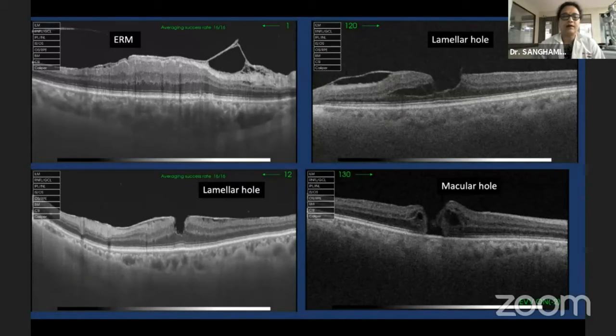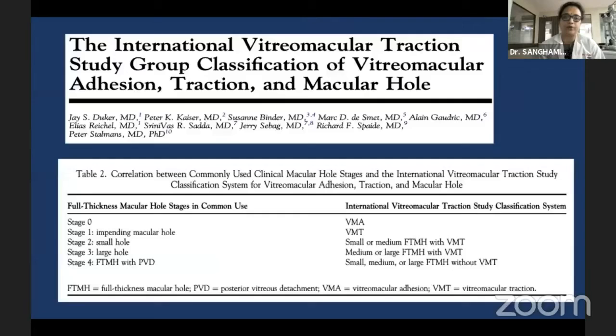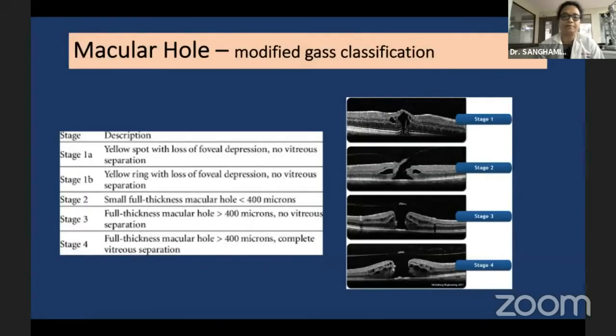The others are the ERM and lamellar hole. We can differentiate between a lamellar hole and a full thickness macular hole. The International Vitreoretinal Traction Society again classified vitreomacular adhesion, traction, and macular hole from stage 0 to stage 4, starting from a VMA to a small and a large full thickness macular hole with or without a VMT.